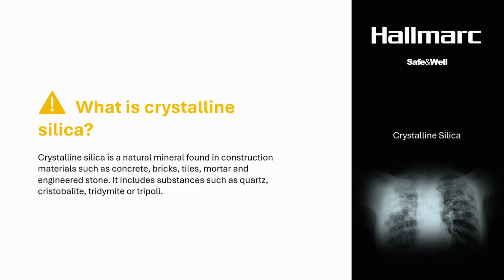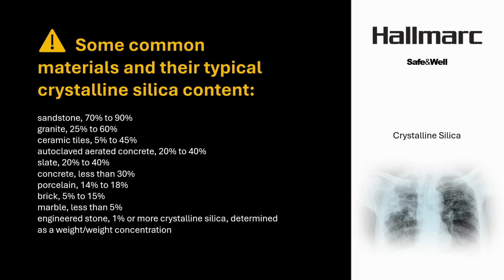What is crystalline silica? Crystalline silica is a natural mineral found in construction materials such as concrete, bricks, tiles, mortar, and engineered stone. It includes substances such as quartz, cristobalite, tridymite, or tripoli. Here are some common materials and their typical crystalline silica content.